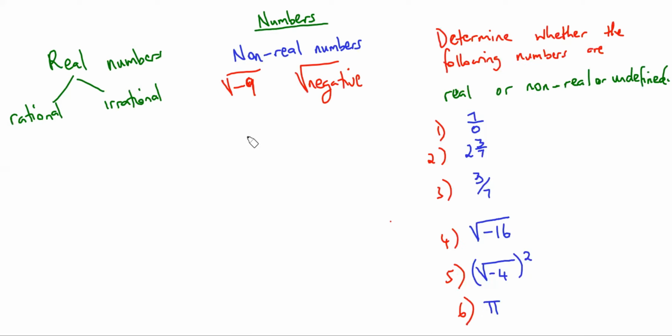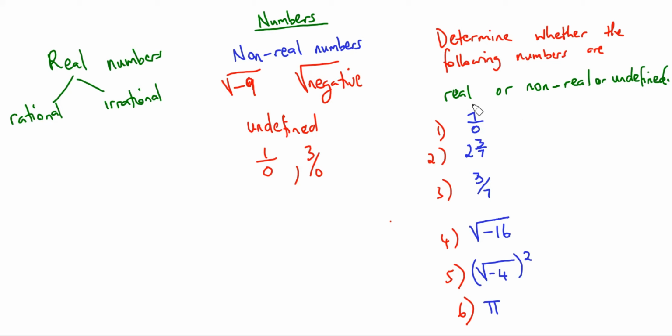Then another thing here, we can also have what we call undefined. When you're talking of undefined, just know that we are having a denominator of 0. For example, here we can say 1 over 0. We can also say maybe 3 over 0. So this means that it's undefined, but it's also part of non-real numbers because these numbers don't exist.